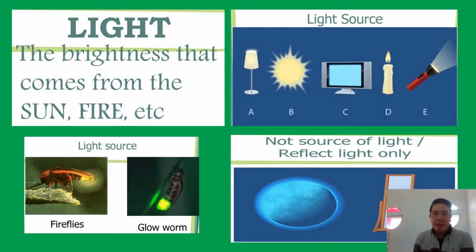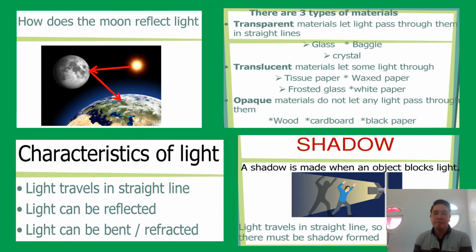Below, the light sources include the fireflies and the glowworms. Those are examples of natural light sources. Not sources of light only reflect light. The moon and a mirror are examples of not sources of light. They are only reflecting light that comes from the sources of light.